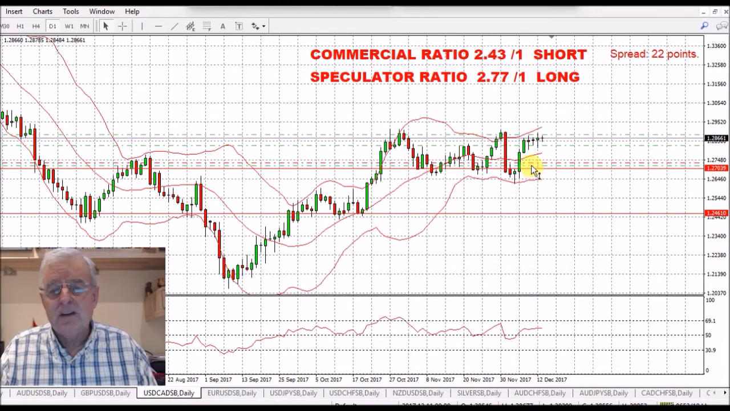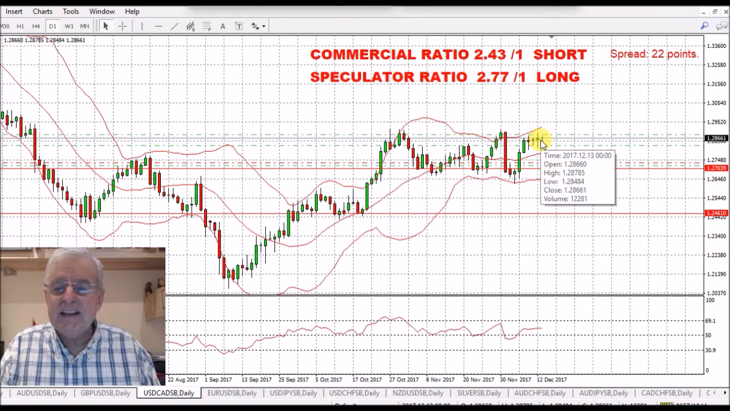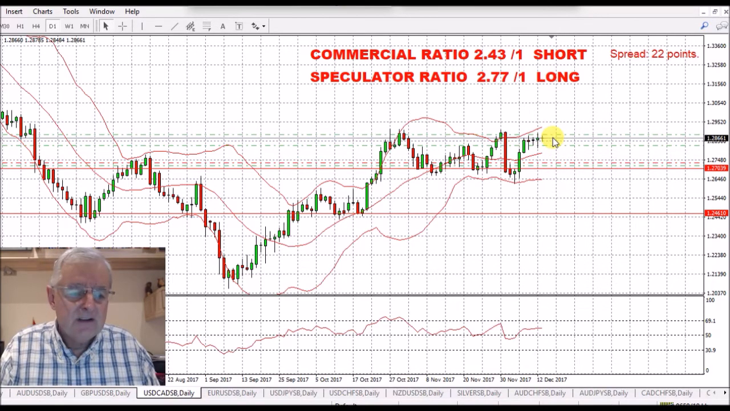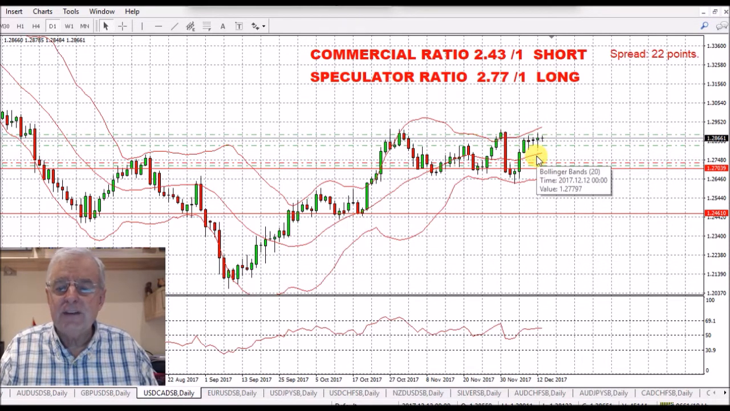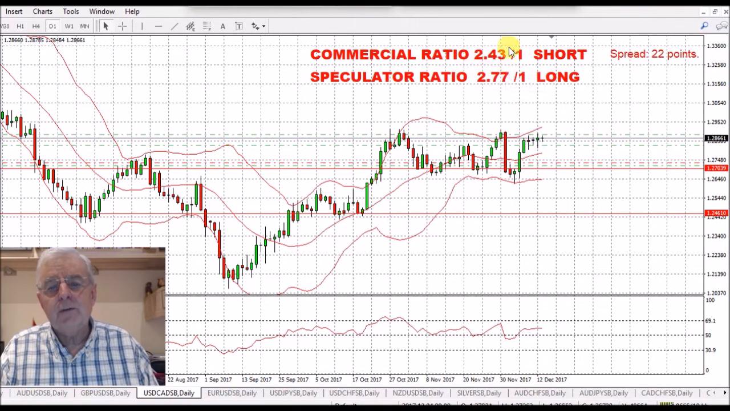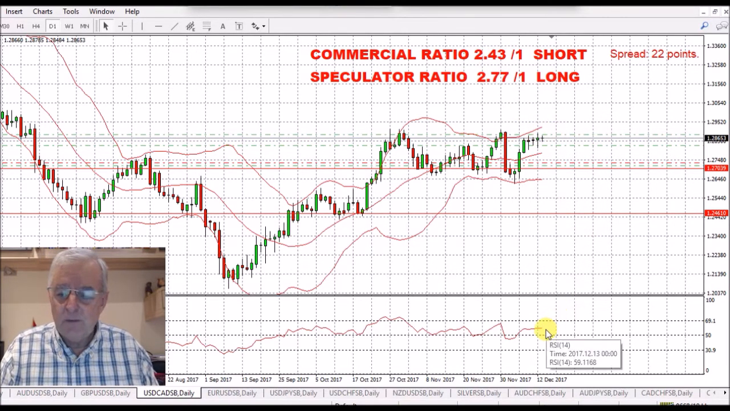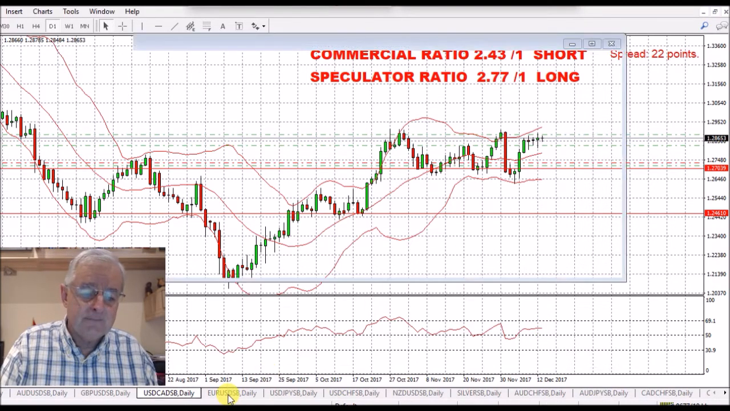USD CAD. We've come up nicely off the bottom here, and the US dollar really is the only currency at the moment that is tightening their policies. So the US dollar really is long over everything else apart from the Japanese yen. We've got a commercial ratio here short the Canadian dollar of 2.43 to 1. I do see this pair going quite a lot higher. We're above the 50 on the RSI, which is a good starting point, and I think we'll see more strength unfold for it today.